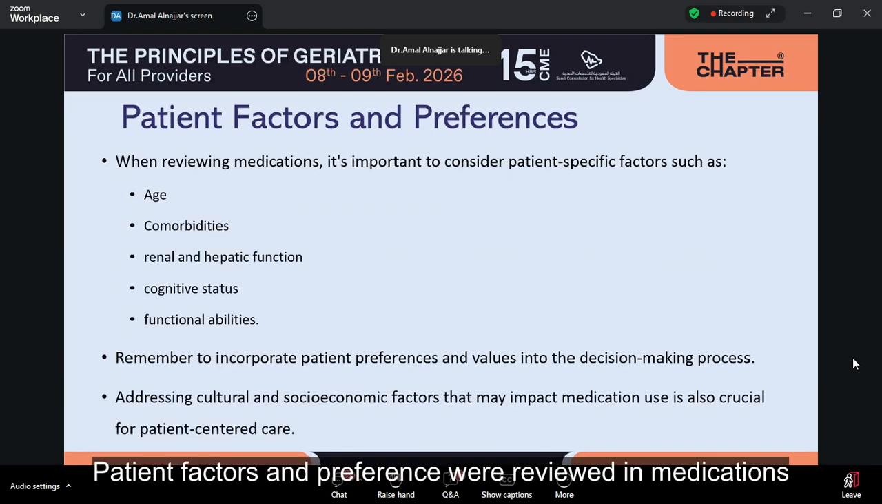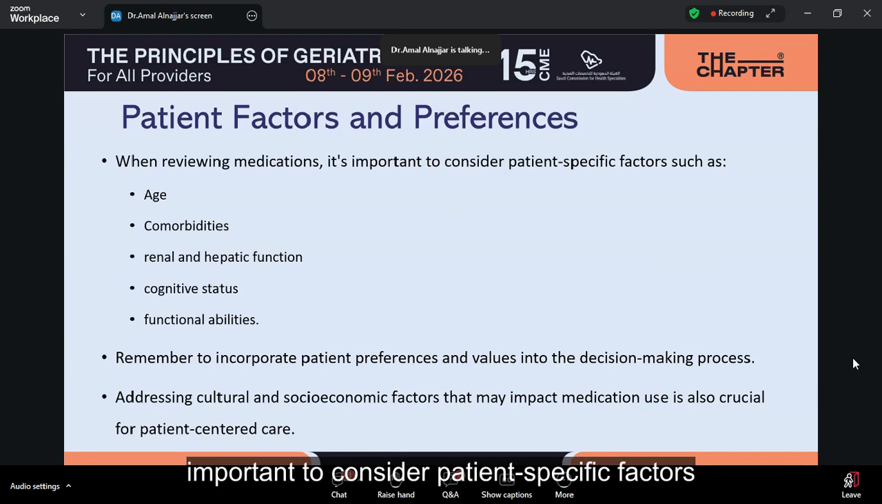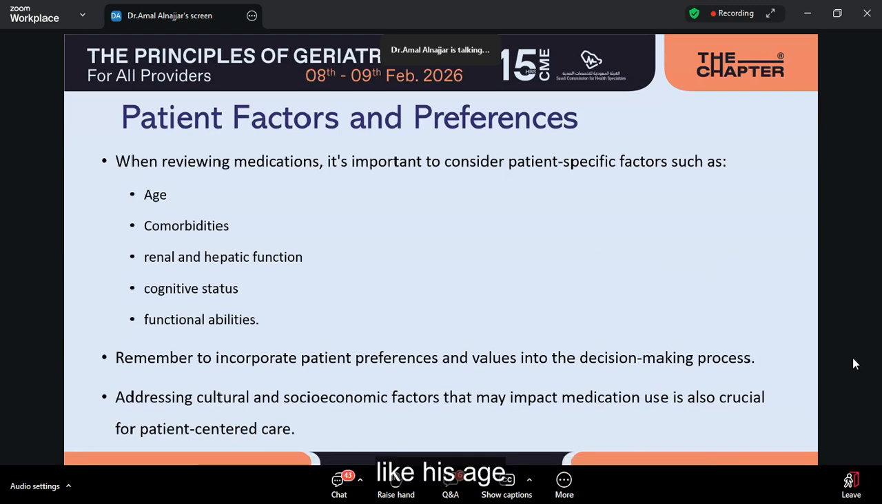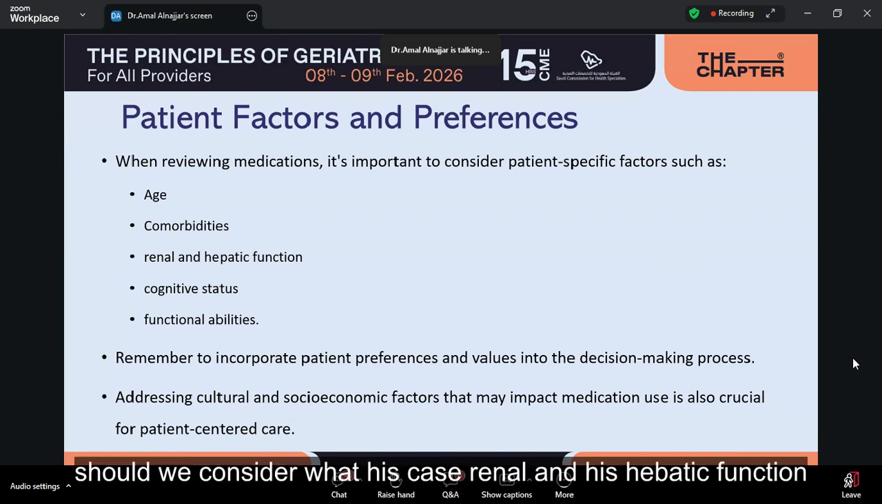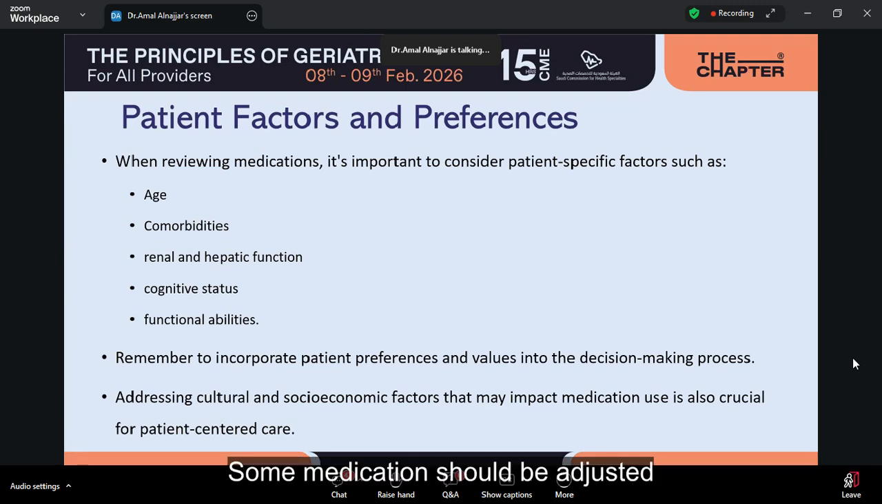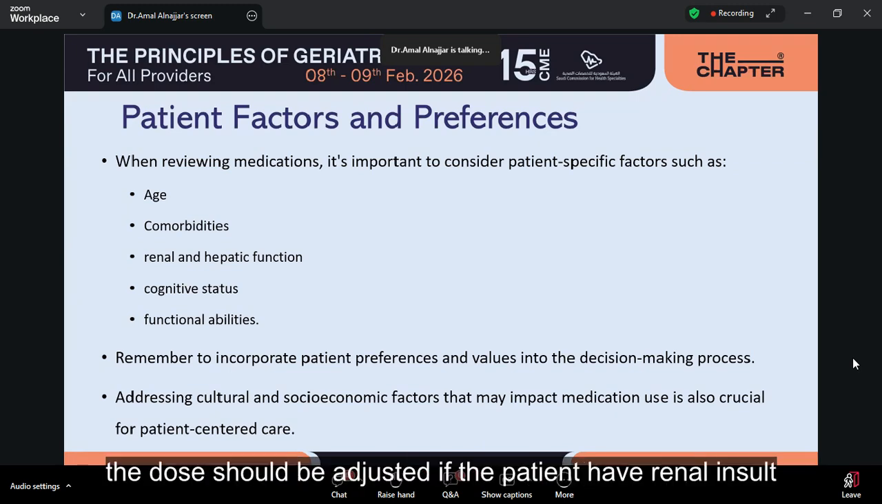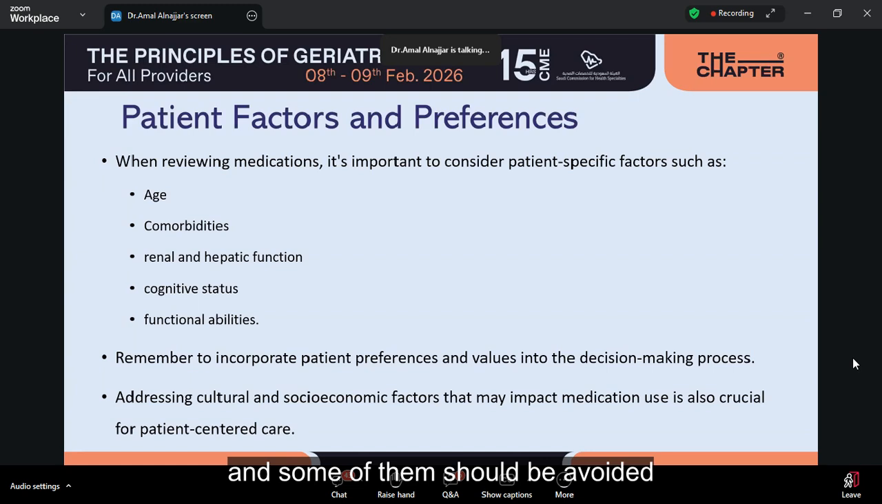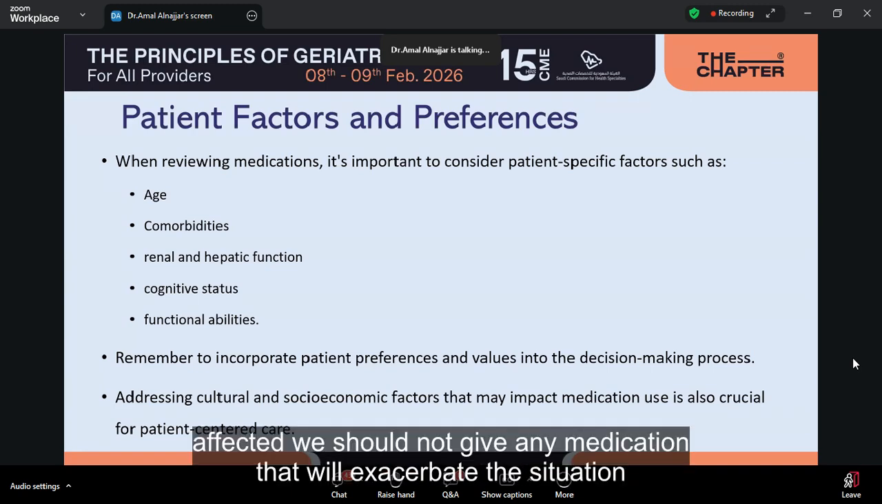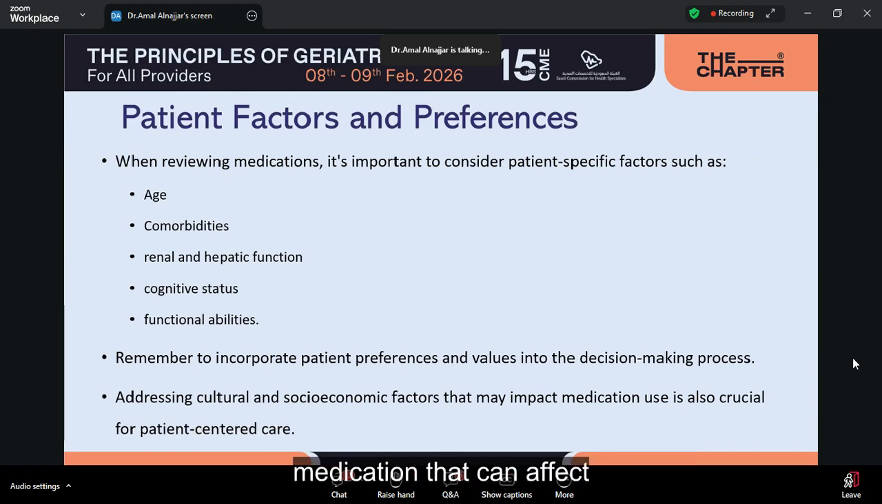Patient factors and preference: when reviewing medication, it's important to consider patient-specific factors like the patient's age, comorbidities, and his renal and hepatic function. Some medications should have their dose adjusted if the patient has renal insult, and some should be avoided if the patient has any hepatic insult. Cognitive status: if the patient's cognitive status is affected, we should not give any medication that will exacerbate the situation, and also medication that can affect his functional abilities.